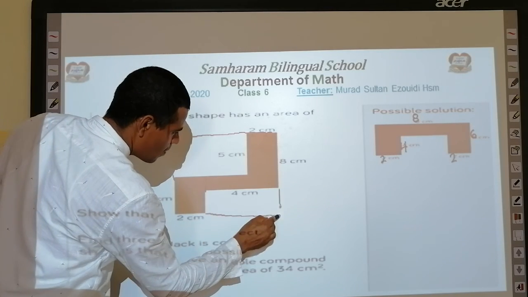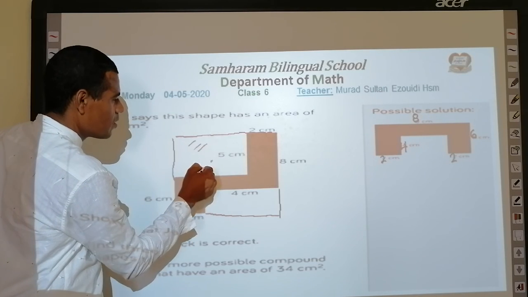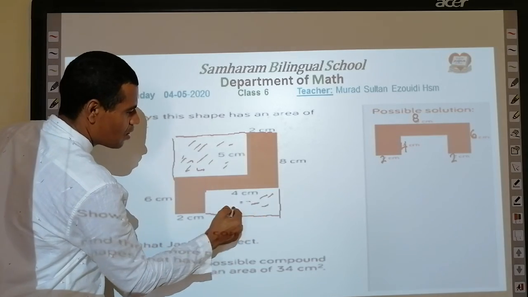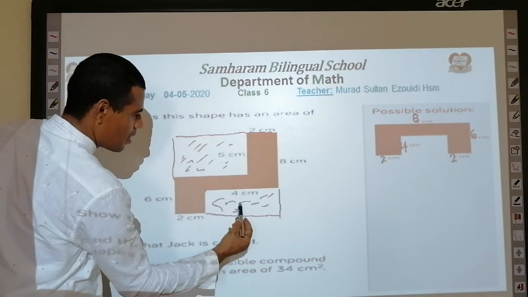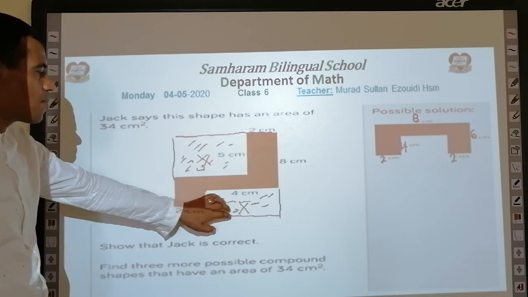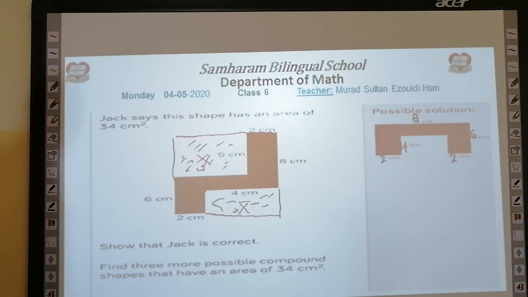So, how many rectangles did I add here? I added this one, the green one, the red one, and also this one. So the area of this compound shape is the area of this rectangle minus this size. Then subtract the area of this and that. Okay. The next.